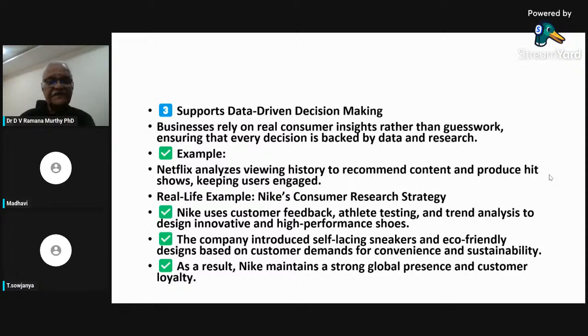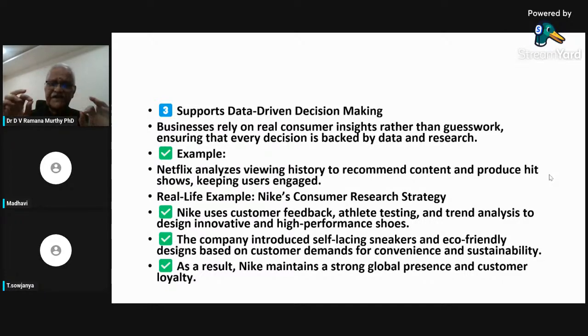So that's very interesting. Second is Nike's consumer research strategy. You know Nike, the sports shoes brand. Nike uses customer feedback and athlete testing. See, sports people, athletes means physical fitness oriented people. Athlete testing and trend analysis to design innovative shoes, high performance shoes.